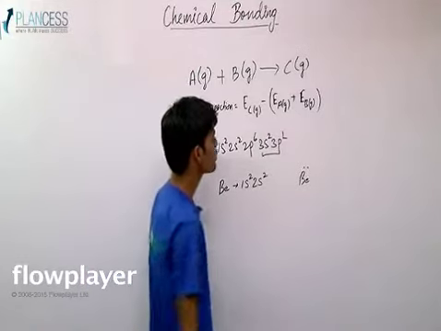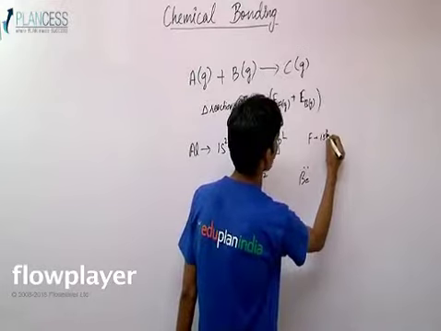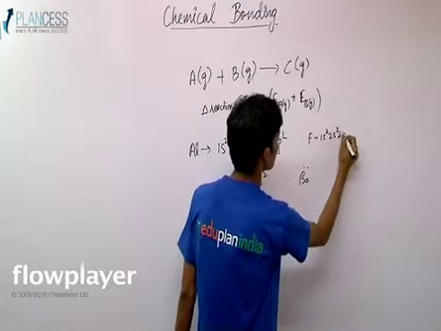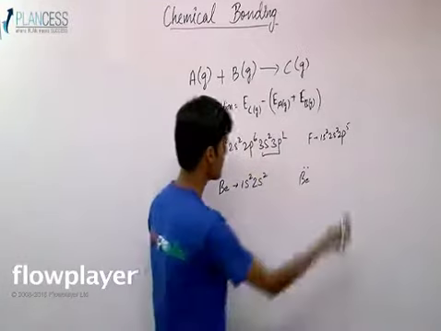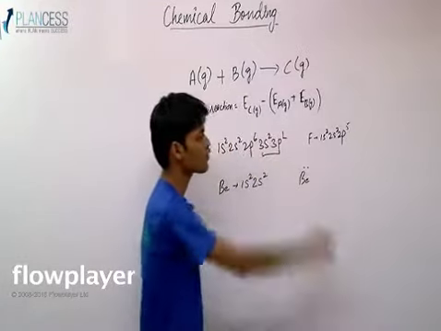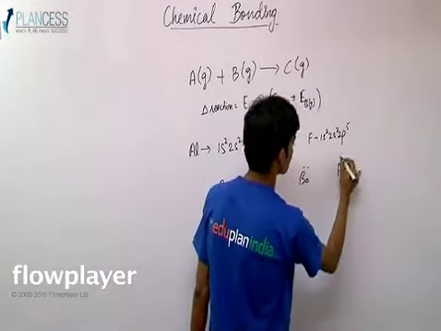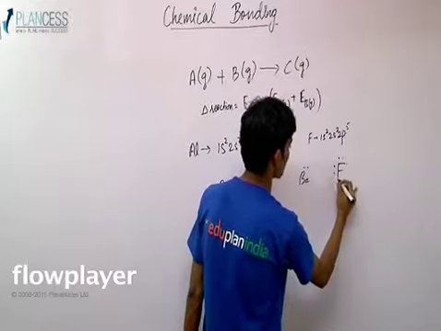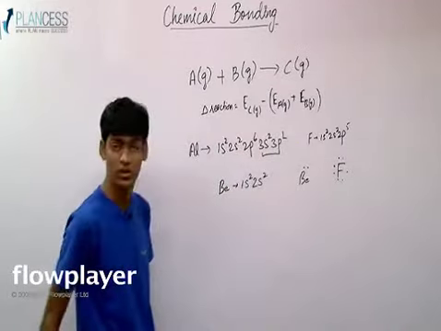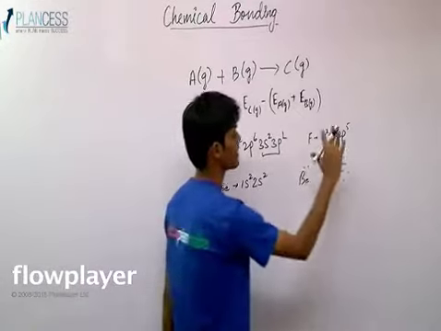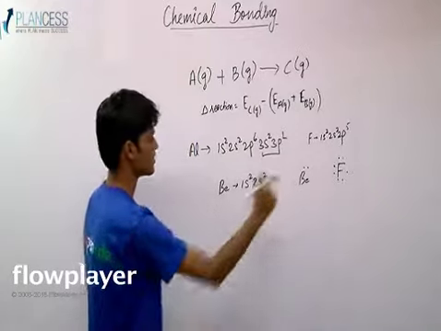Let's say you want to draw the Lewis structure for fluorine. We know fluorine has the electronic configuration 1s2, 2s2, 2p5. That is, it has 9 electrons. So it has 7 valence electrons, 2 in the 2s subshell and 5 in the 2p subshell. So fluorine will have the Lewis structure something like this. So the Lewis structure shows the valence electrons present, the valence electrons that can actively participate in the bonding. So yeah, this is the thing.